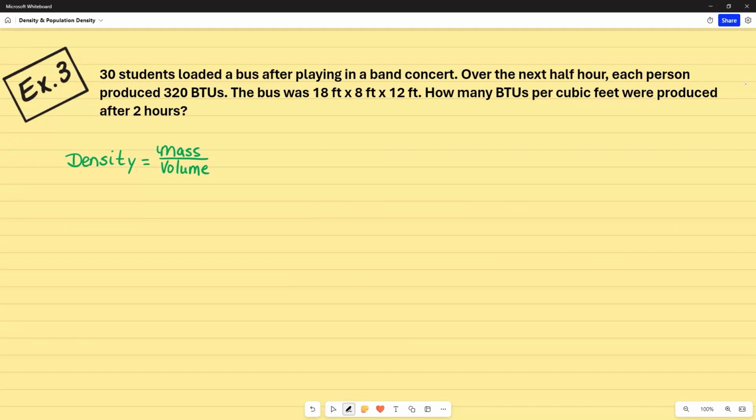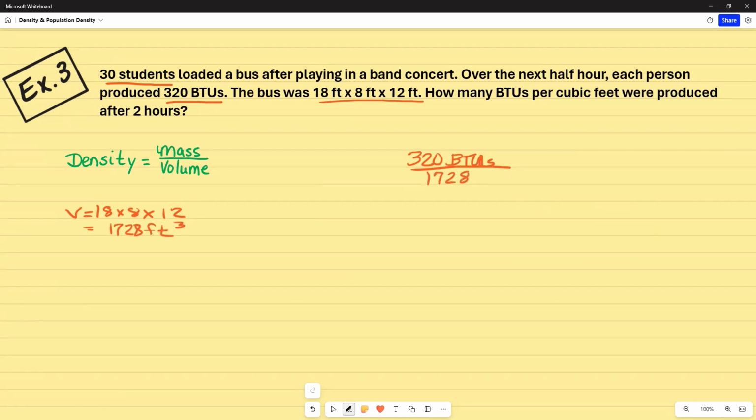For example 3. Looking through my word problem, I have 320 BTUs. BTUs is a unit of measure. It's British thermal units. We don't see the word per, so we know it's not density. We don't see cubic, so it's probably not volume. More than likely, that's going to be our mass. So we're going to go ahead in the numerator and put 320 BTUs. Then we're going to keep going. We see here, well, that's volume. That's cubic. So we have 18 times 8 times 12. Once we multiply this out, that's going to be 1728 cubic feet. So we know that's volume. That's going to go in the denominator here.